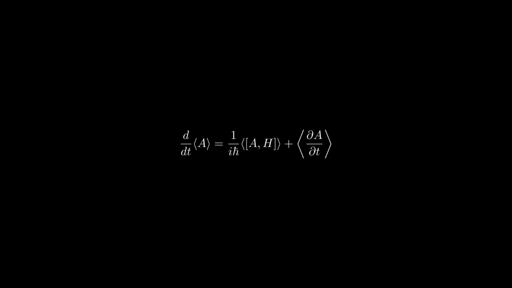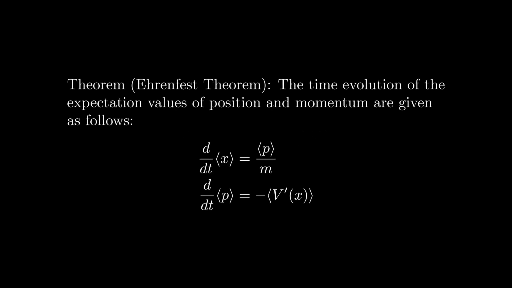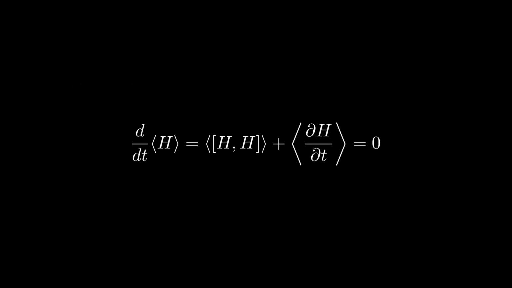Some interesting cases to consider here are choosing A equals x, p, and H. For x and p, we have the following results, which collectively are simply known as Ehrenfest theorem. As you can see, these are actually the same relations that exist between these quantities in classical mechanics. If we now consider A equals H, we find that for time-independent Hamiltonians, the result is 0, meaning that the expected energy of any state always stays the same, which, as we explained before, is expected. This is also consistent with conservation of energy.